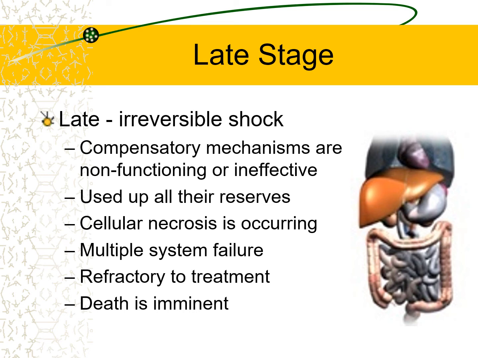That's why I show you the blackened lungs, the blackened intestines in this picture, because the necrosis, the cellular death, is occurring. Multiple organ systems begin to fail. First, it's one organ system, then another, and another. This patient is refractory to treatment. We cannot improve their condition or save them. Death is imminent.